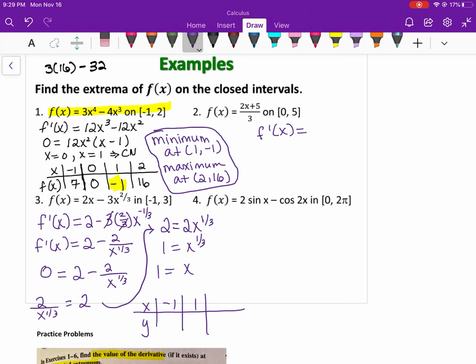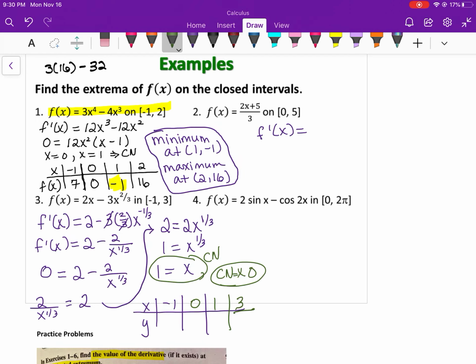And, oh, I forgot a critical number. Let me go back. Critical numbers happen not only when our derivative is 0, but they also happen when our derivative is undefined, and our derivative is undefined at 0. So we need to also include that in our list.